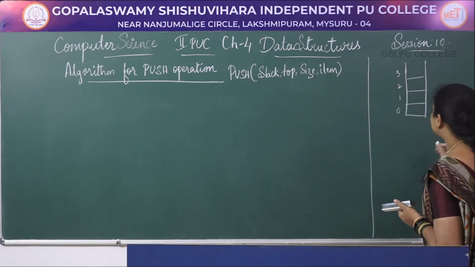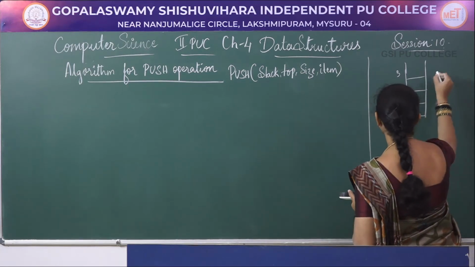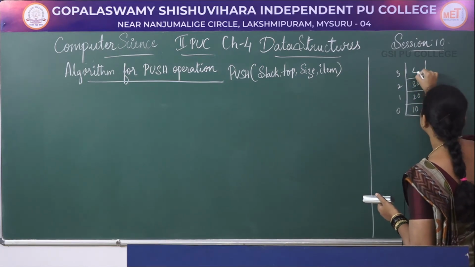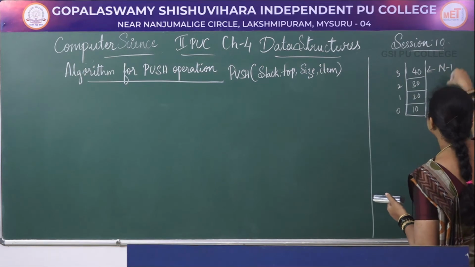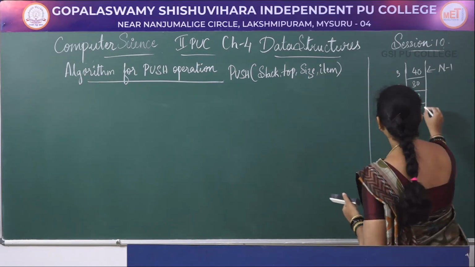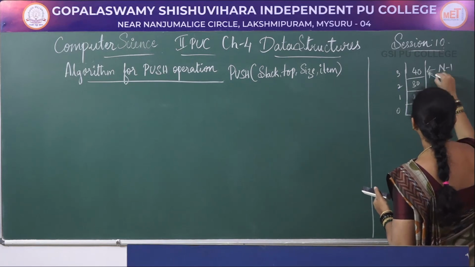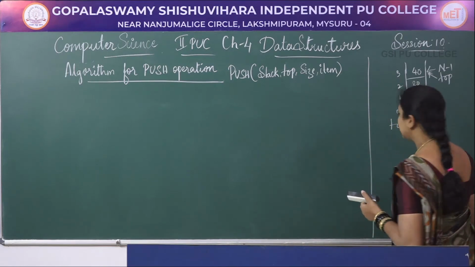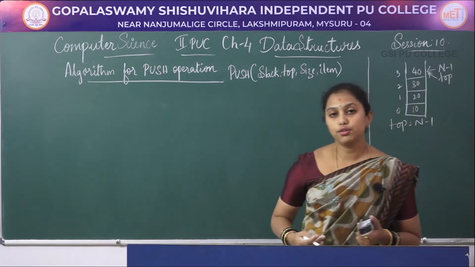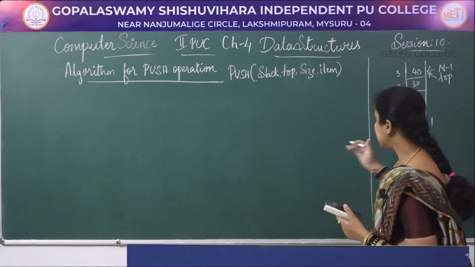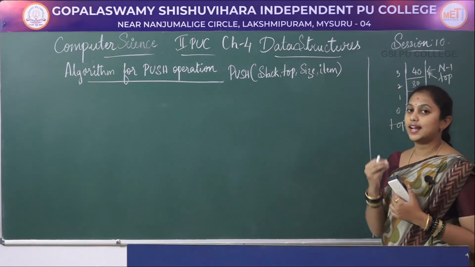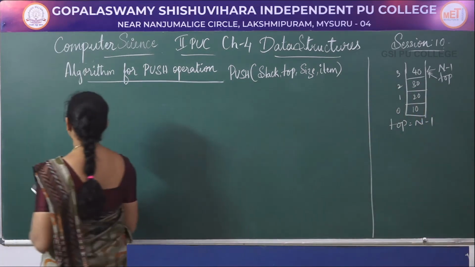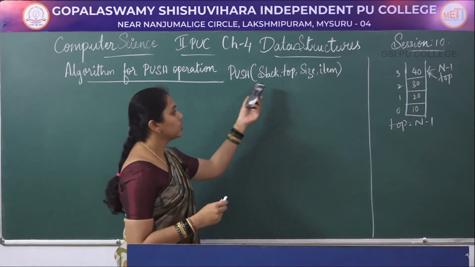That is, if top is equal to n minus 1. That is, if the stack contains 10, 20, 30 and 40, so this is the n minus 1 position. So this is the top of the stack, right? If the top is n minus 1, then it is in overflow state. So, in this condition, we cannot insert an item into the stack, right? So, what is the first step?